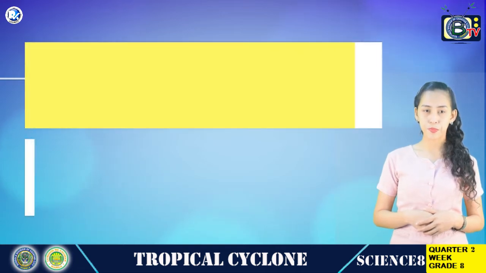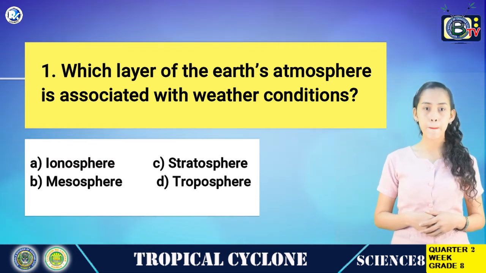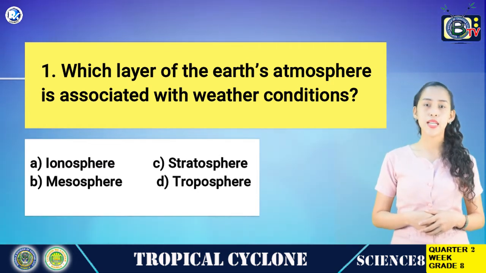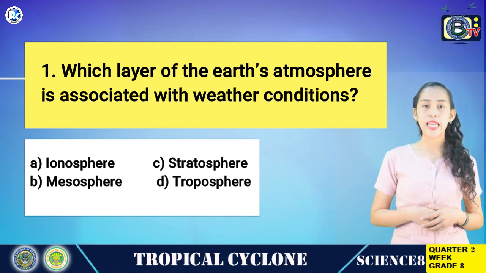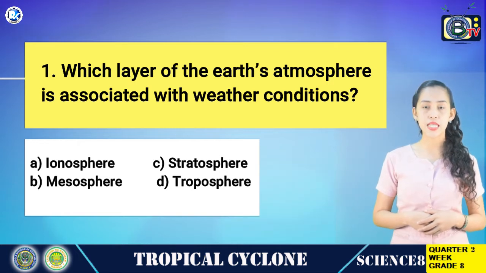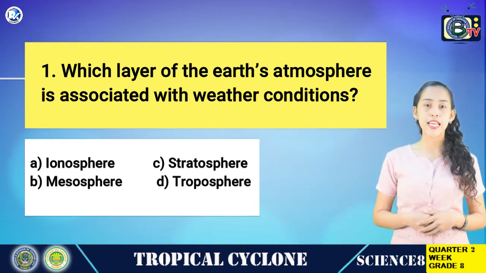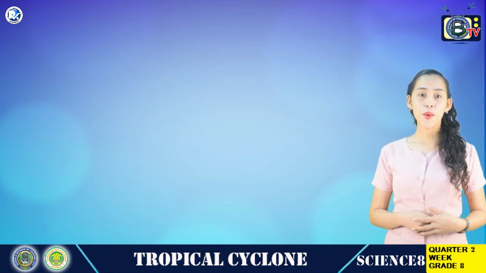Number 1. Which layer of the Earth's atmosphere is associated with weather conditions? A. Ionosphere, B. Mesosphere, C. Stratosphere, D. Troposphere.